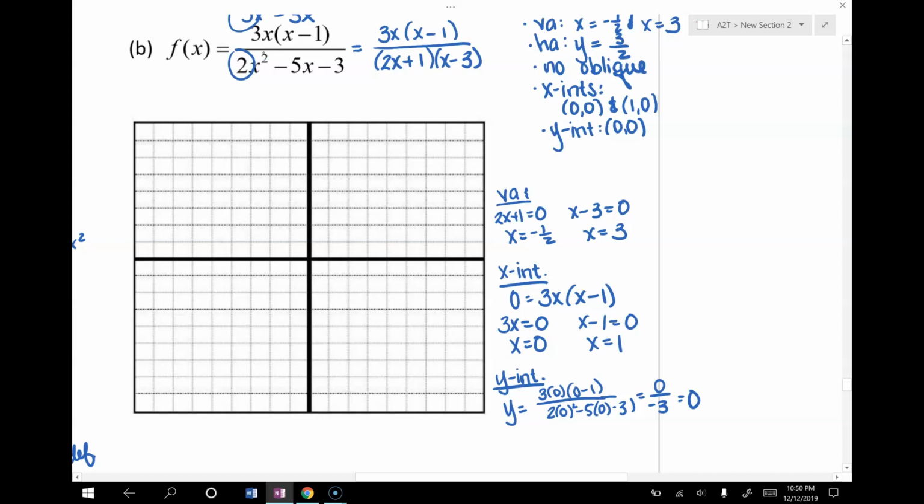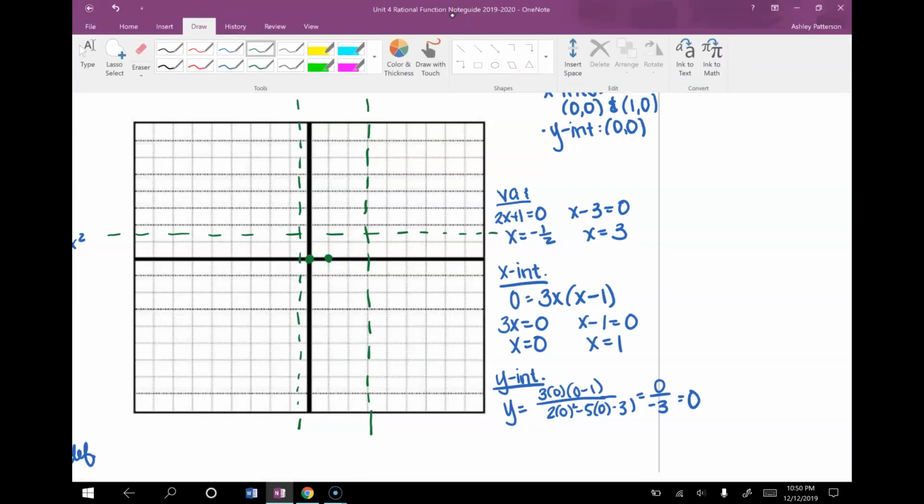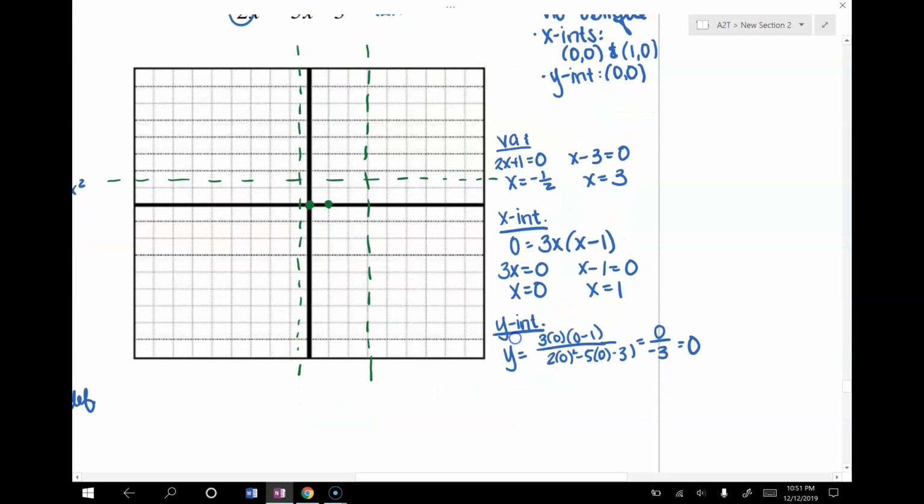Let's go ahead and sketch them all in, graph them all in. Oh, I feel like I'm going to sneeze, sorry. So our first vertical asymptote is at -1/2, and then we have one at x equals 3, and then y equals 3/2, and we have a point at 0, 0, and one at 1, 0. Very interesting. Curious.